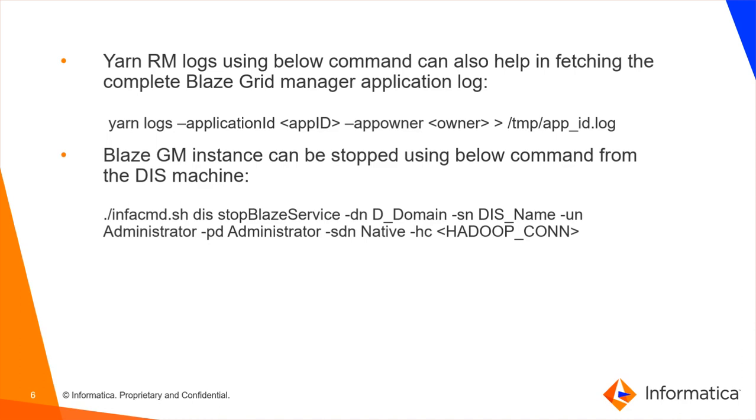This way, we need not have access to the yarn RM UI or to the cluster nodes in order to stop the Blaze Grid Manager application. Once this command completes, the complete Blaze service logs will be uploaded to the HDFS. And later, we can use the HDFS copy to local command to download the HDFS logs to the local file system by logging into any of the edge nodes or data nodes.